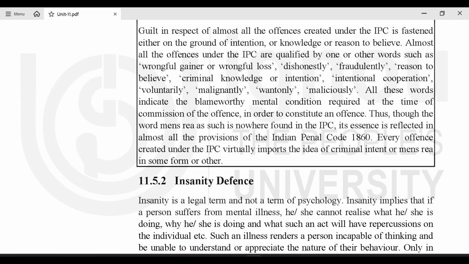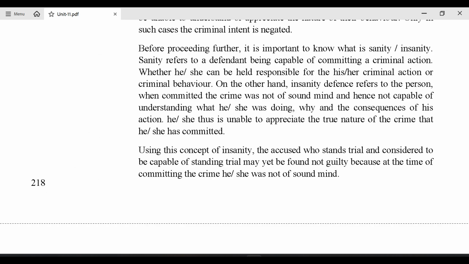11.5.2 Insanity defense. Insanity is a legal term and not a term of psychology. Insanity implies that if a person suffers from mental illness, he/she cannot realize what he/she is doing, why he/she is doing it and what repercussions such an act will have on the individual, etc. Such an illness renders a person incapable of thinking and unable to understand or appreciate the nature of their behavior. Only in such cases the criminal intent is negated.